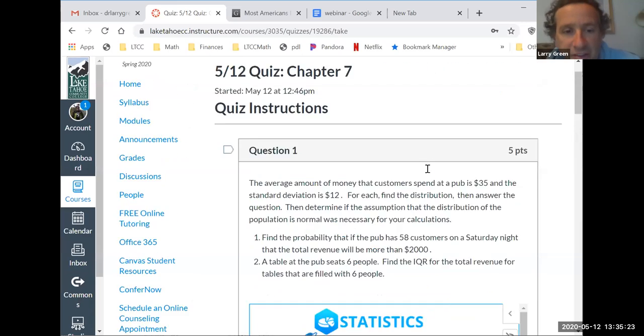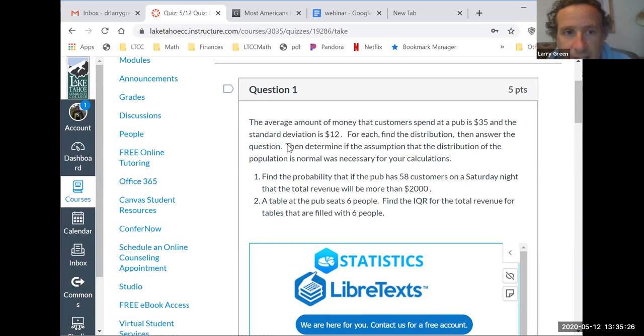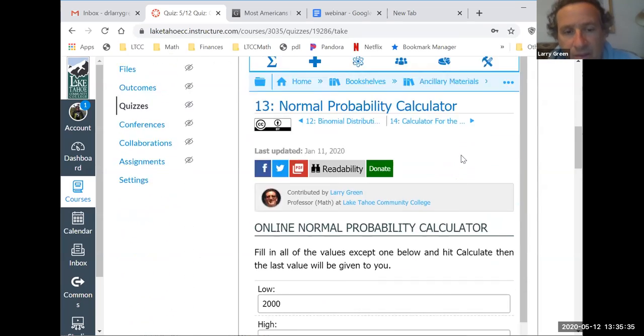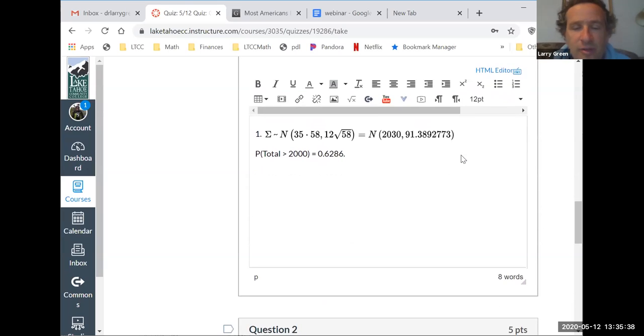Okay, now if we go to the original question, it said determine if the assumption that the distribution of the population is normal was necessary for the calculations. So let's go to our problem. Do we need to assume the distribution of the population is normal? What do you think? What do y'all think? Okay, and then how come?